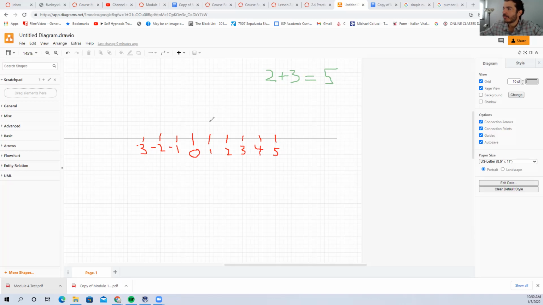I have 2 starting at 0, and I have 3. I'm going to denote them as lengths. I'm going to take that second number, this length, and move its tail to the head of the first number. I keep its length, 1, 2, 3, and there it is at 5. So 2 plus 3 is 5.